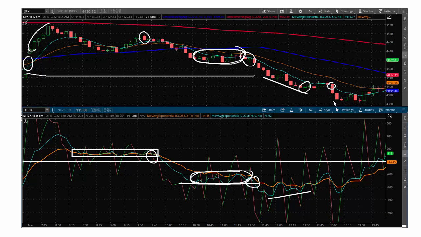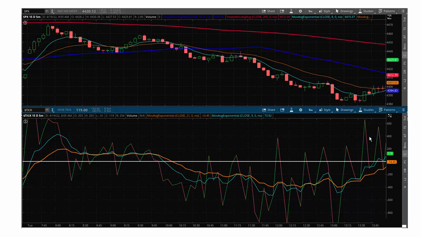And then fast forwarding a little bit more in time, you get another positive divergence there where we made a lower low. Tick was a higher low, and this one slowly trended up into the end of the day. So use the tick to confirm strength or weakness. Use positive divergences. Use negative divergences. Use trend line breaks. There's a certain dance that it does throughout the day. When they're in sync, that's good. And when they're out of sync, then you tend to get a reversal.